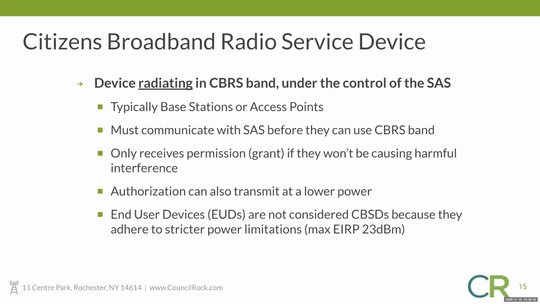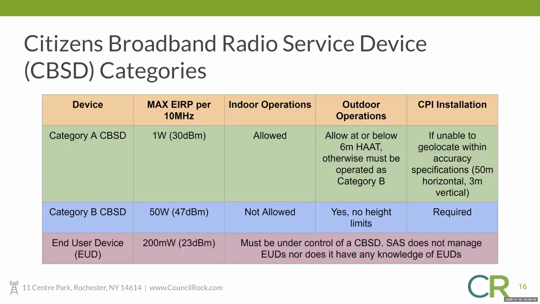On the next slide, I'm going to show the different categories of equipment that transmit in this spectrum. This is from the FCC rules. These are the categories. So you have a category A CBSD. The definition of this device is a device that is not transmitting at more than 1 watt for every 10 megahertz, so 1 watt per channel. They can operate in indoor facilities.